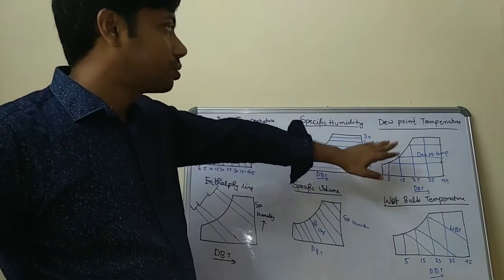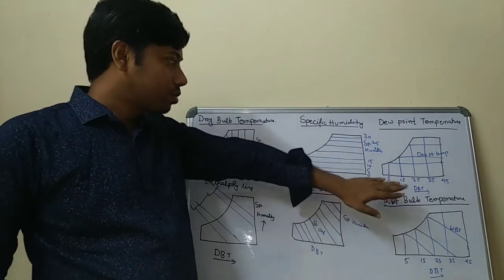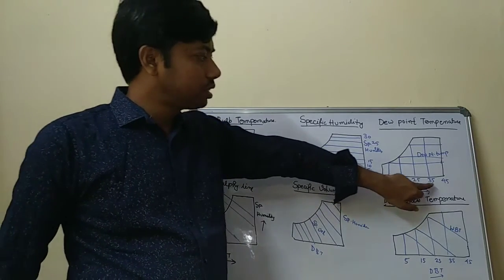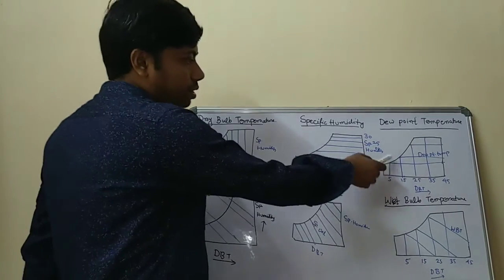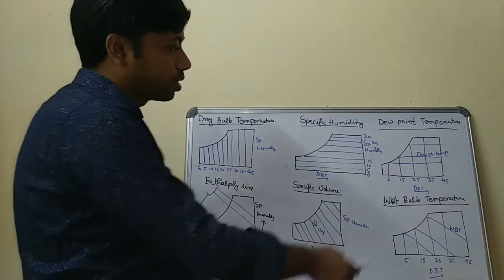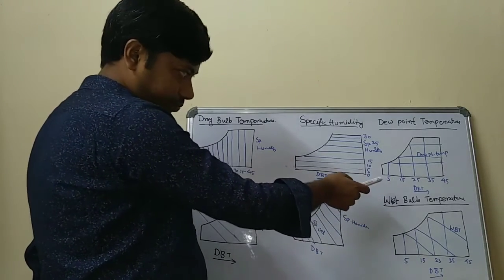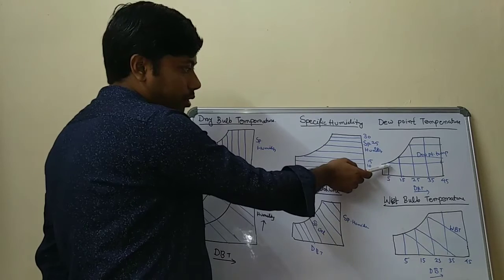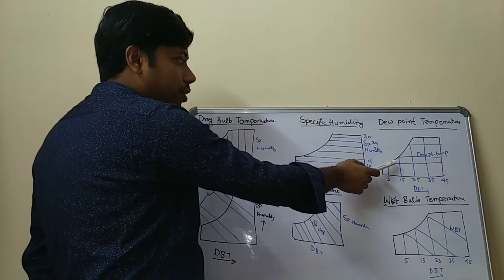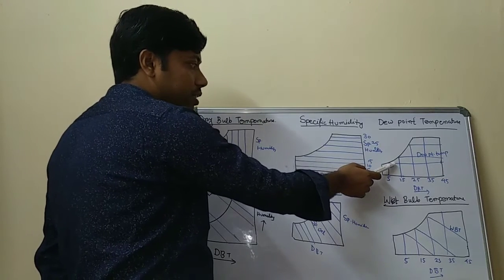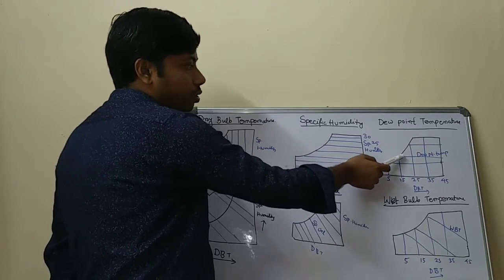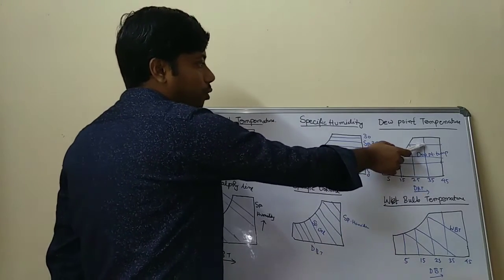Similarly, if you see the dew point temperature, if you draw from the dry bulb temperature, which is non-uniform in space, these lines reach the saturation curve. This is your saturation curve. Now if you draw a line from a particular point on this curve, parallel to the dry bulb temperature axis, that is your dew point temperature. Similarly, this is also your dew point temperature, and this also.